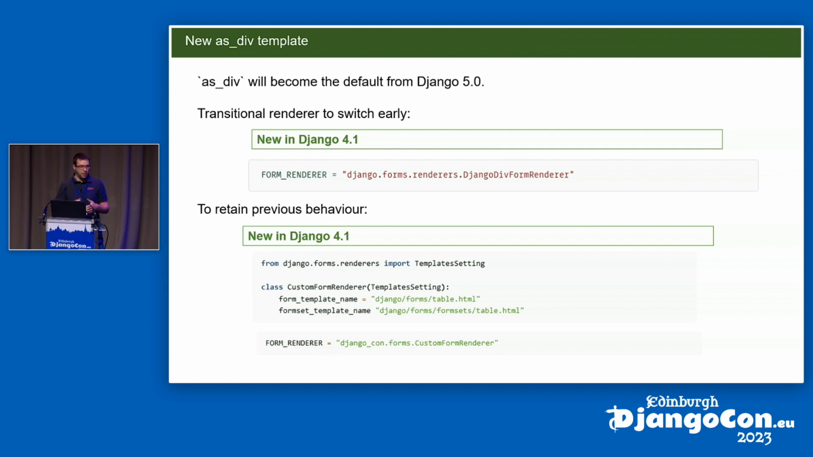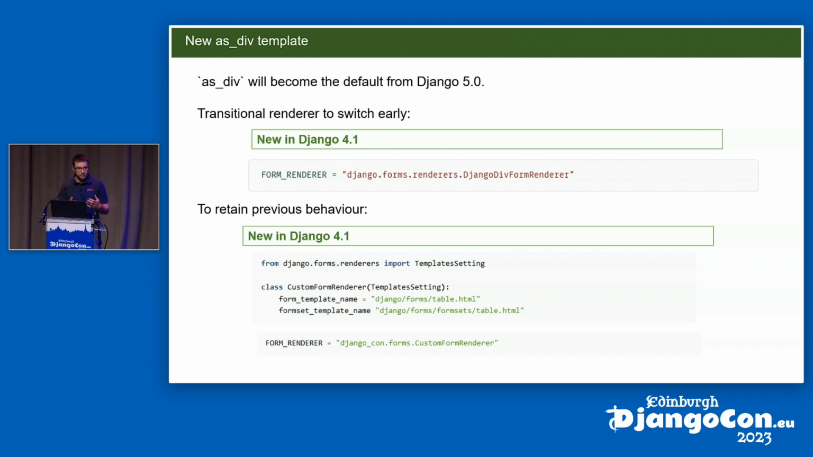And if you need to retain the previous behavior of it being rendered as a table, you can create a custom form renderer, setting the form template name and the formset template name settings to those template names directly. So by default, Django will ship the as_div template, and maybe you can style those directly and just use the out-of-the-box template. So yesterday, Carlton talked about Neapolitan.